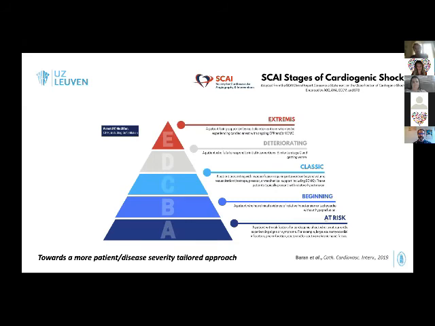So a big step in 2019 was the development of the SCAI stages of cardiogenic shock, to put your patient in a certain group of shock states. It goes from A to E, and depending on which group your patient is in at the time of presentation, your treatment and your approach to those patients can be very different. Of course, this is a pyramid. A is at risk, E is extremis, and everything in between. Fortunately, we have fewer patients in the E stage as compared to A. So this pyramid helps us towards a more patient- and disease-severity-tailored approach.